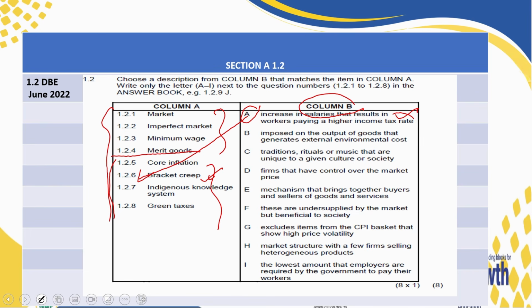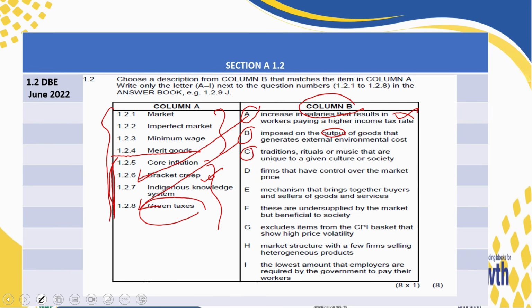Now you go to the next one, imposed on the output of goods that generate external environment. Again, we are on this side because we are looking at environmental sustainability. So it's imposed on the output. What can that be? Again, we read everything, but check it out. Is it core inflation? Is it indigenous knowledge systems? Is it green taxes? Obviously, it's your green taxes. You take letter B, you write it on 1.2.8.